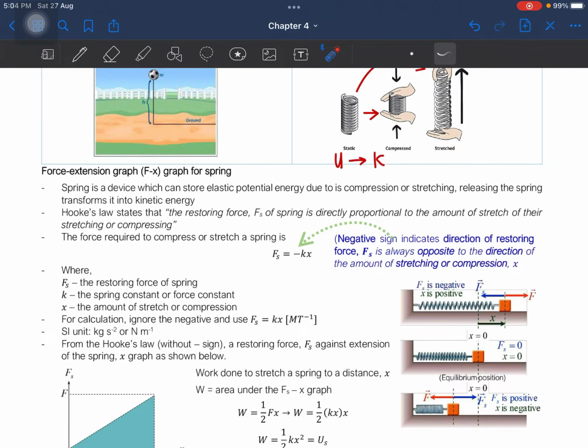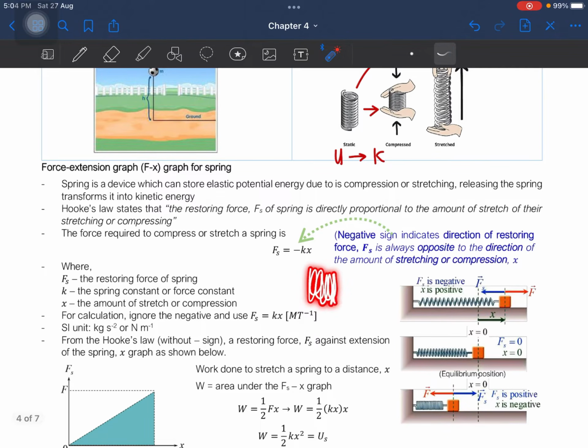Kenapa negative? Sebab spring ni, bila kamu tarik dia, dia akan ada tendency untuk let go. Maksudnya dia akan ada tendency untuk go back to its normal. That's why dia punya direction tu mestilah opposite. Sebab dia tidak mau stay on the position that you are making it doing. Unless dia back to equilibrium, yalah, tidak lah. Tapi sekarang ni kalau kamu stretch atau compress, dia akan sentiasa want to go back to its normal state. Gitulah. Okay, that is the meaning of each of this.